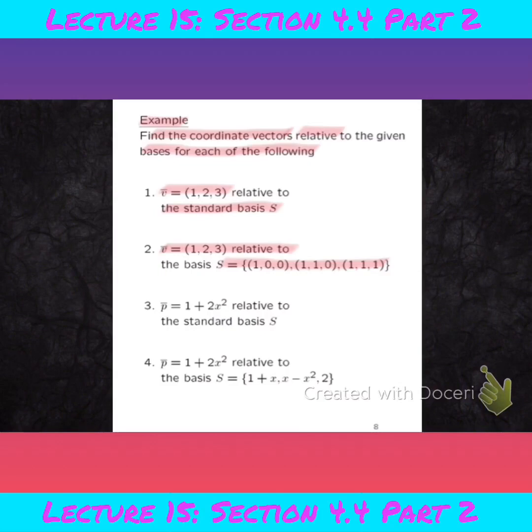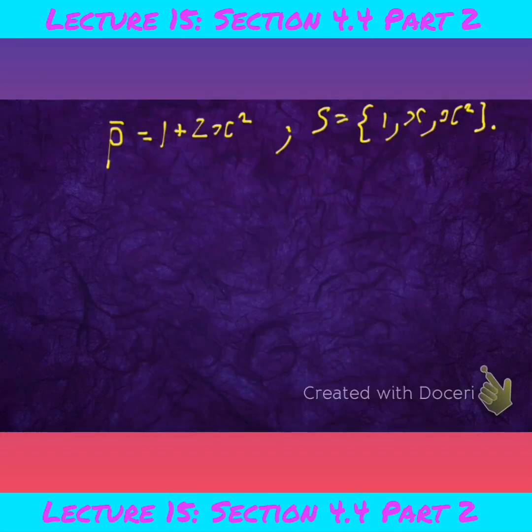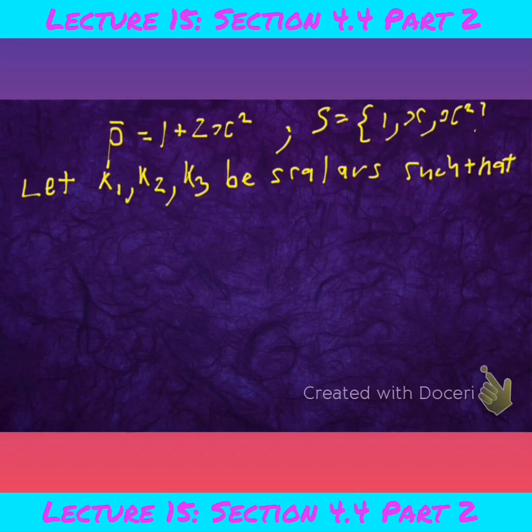Okay. Alright, next we look at number 3: find the vector's coordinate vectors relative to the given basis, and the basis in this case is the standard basis. So we've got the vector in P2, 1 plus 2x squared, and we've got the standard basis for P2, which is 1, x, x squared. We need to find the coordinate vector with respect to the basis S. So let K1, K2, and K3 be scalars such that, there we've got our vector.